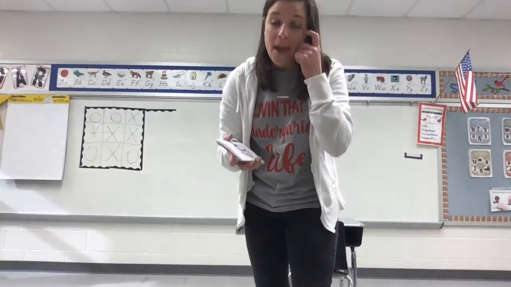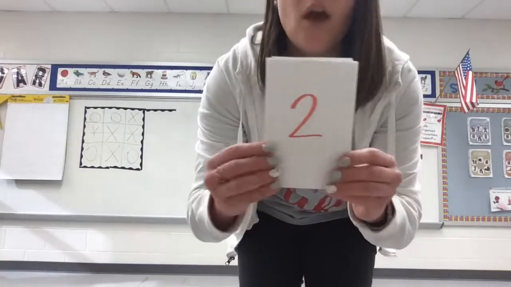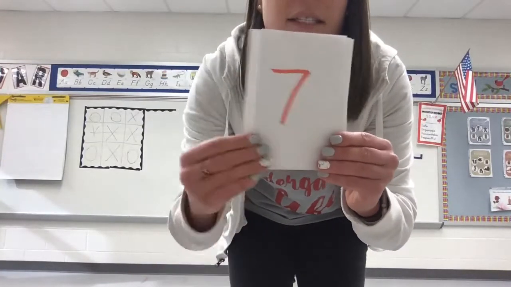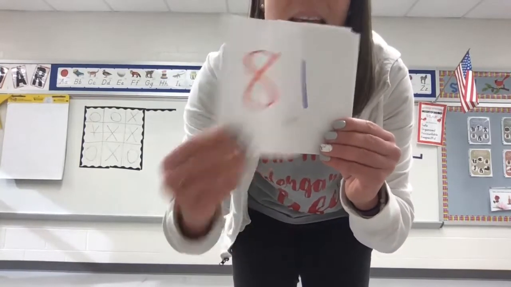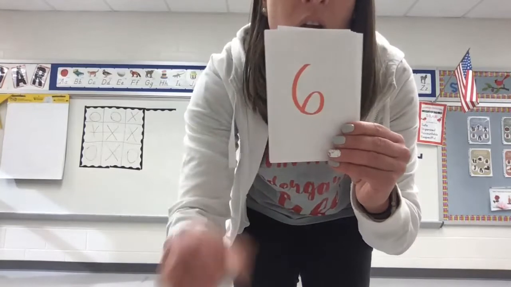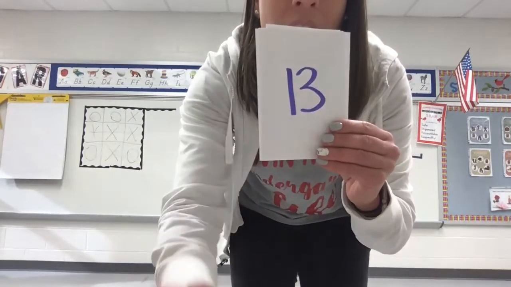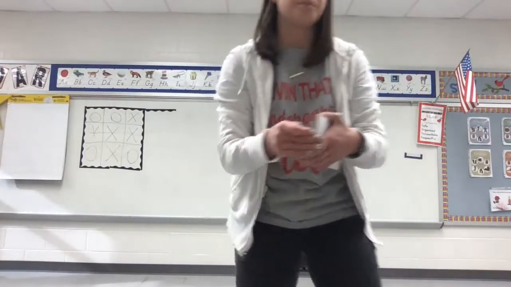Before we get started on the activity sheet, let's go over our numbers like we've done every day. All right, ready? Here we go. 2, 3, 1, 16, 7, 5, 15, 20, 19, 10, 8, 11, 12, 14, 4, 6, 9, 13, 17, 18. Very good job. If I went too fast for you, then you can go back and rewind the video and pause where you need to.